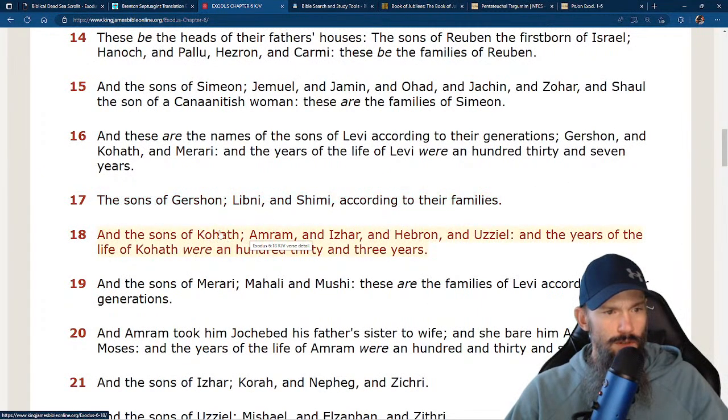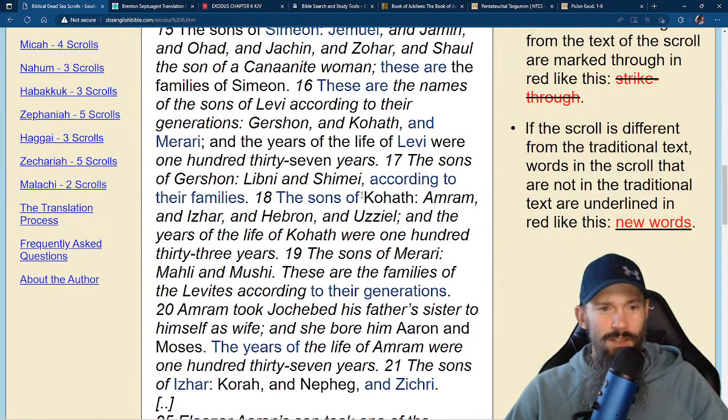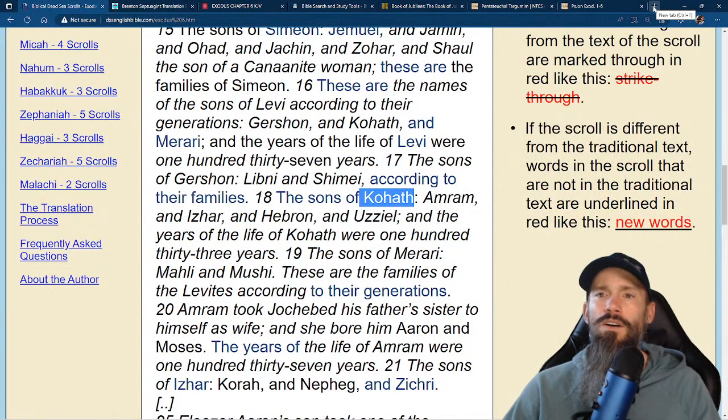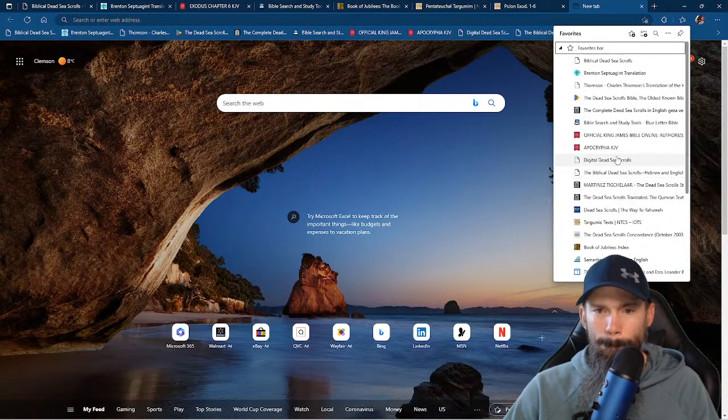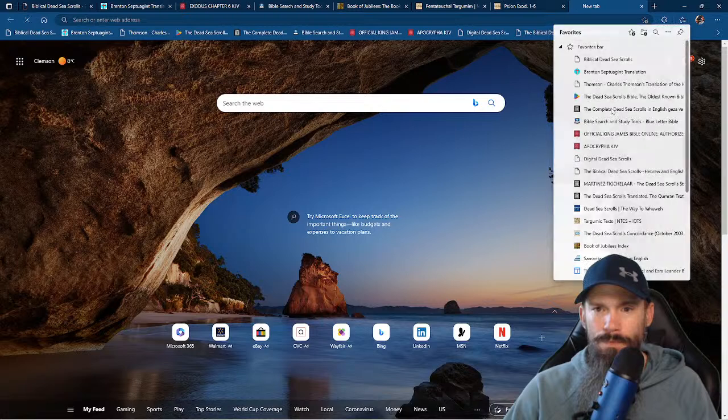Sons of Gershon, Kohath, Amram. I thought Kohath was. Yeah, okay. Kohath. Yeah, that's where I'm messing up at. Kohath. In the Dead Sea Scrolls, it's got Kohath. That's it. Yep. Let's see. Dead Sea Scrolls. Where's it at? Thompson. There we go.